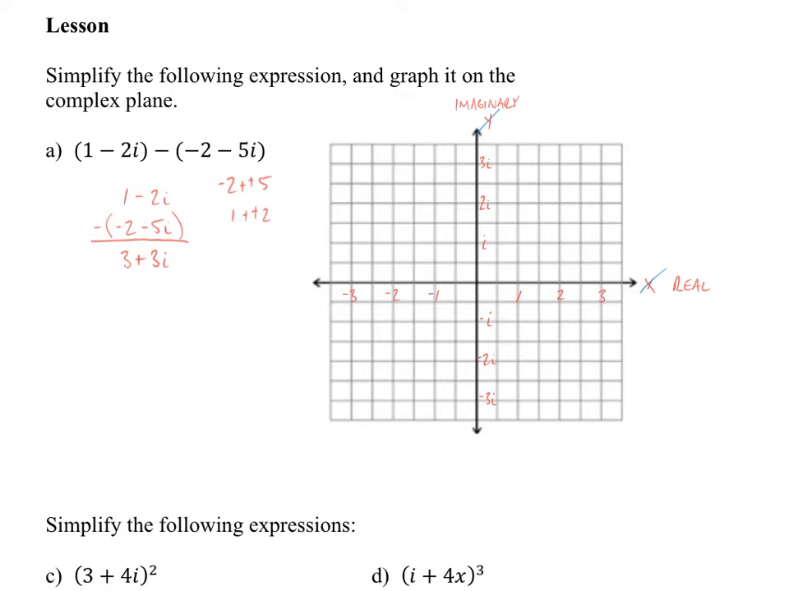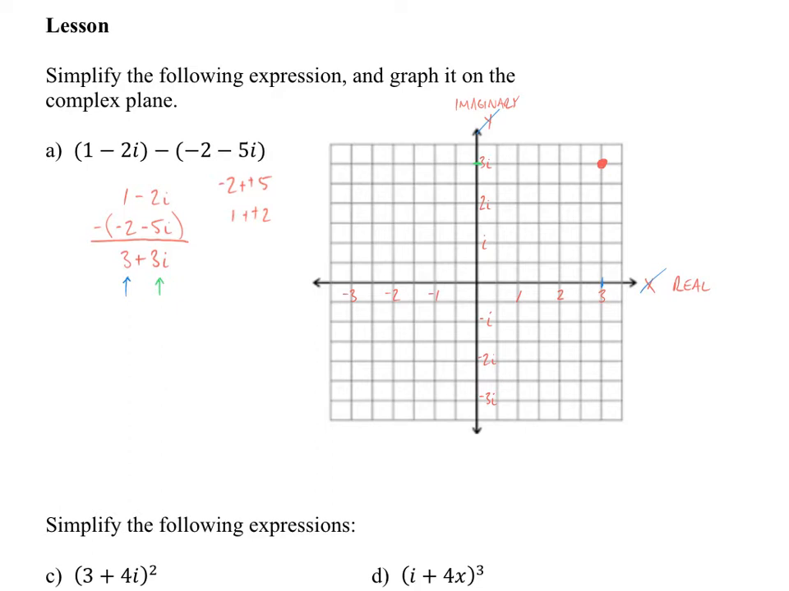So now all we're going to do is plot this component. This is our real component. That's at 3, so that will be here. And then we're going to plot our imaginary component, and that will be at 3i. So where do these two things intersect? Well, they intersect right there. So that is the point.